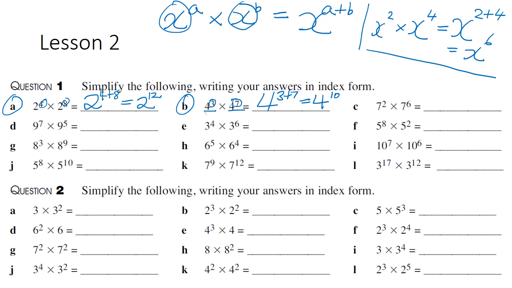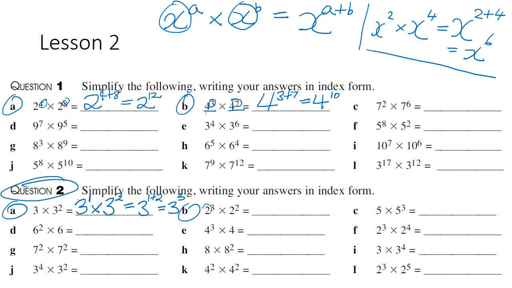Let's try number 2. Let's do 2a. This one looks tricky. What does 3 mean? There's no power there. 3 is just the same as 3 to the power of 1, because it's just multiplying by itself once, right? 3 to the power of 1 times 3 to the power of 2. So now you can see what to do, right? At the same base, I just need to add the power. So it will be 3 to the power of 1 plus 2, and my answer will be 3 to the power of 3.